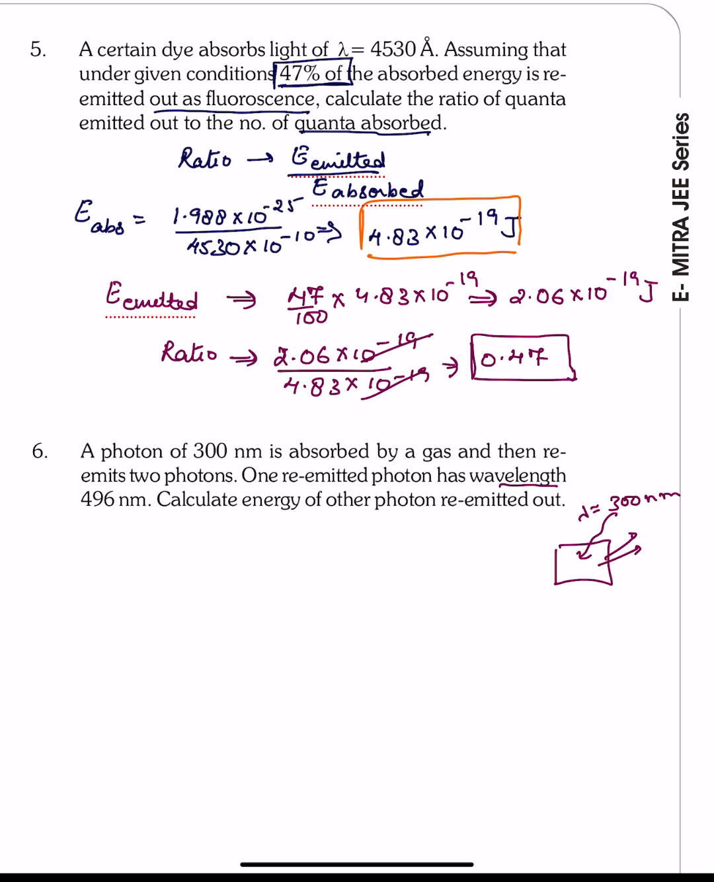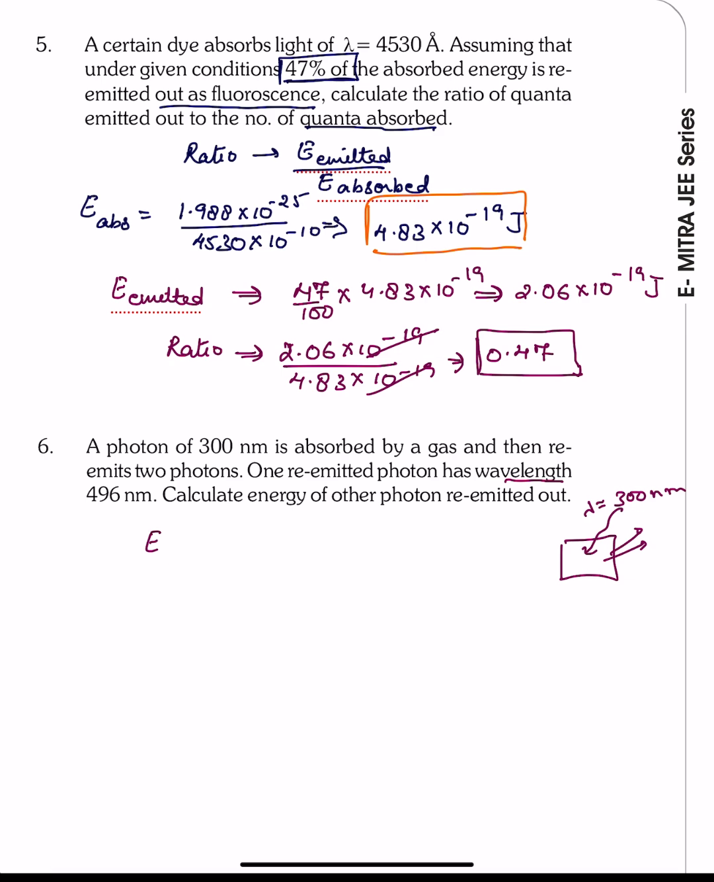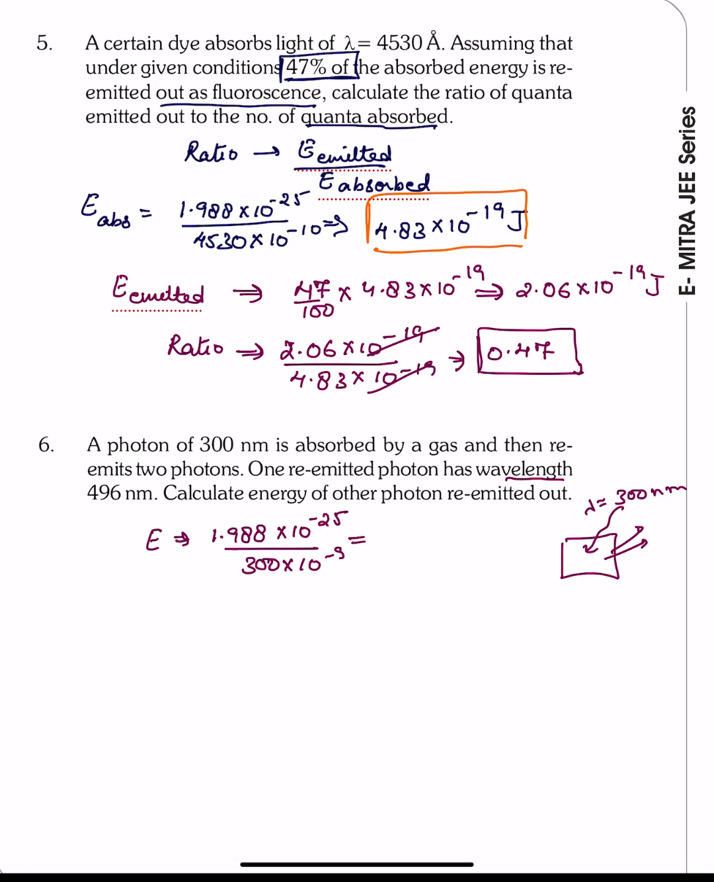So let's first find out how much energy we are providing to it. That is hc upon lambda, that is 1.988 into 10 to the power minus 25 upon 300 into 10 to the power minus 9. This much energy you are providing to it. So if we solve this, it comes out to be 6.626 into 10 to the power minus 19 joule.